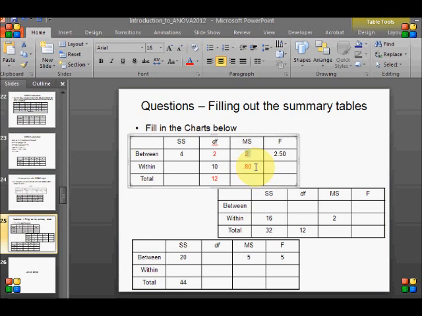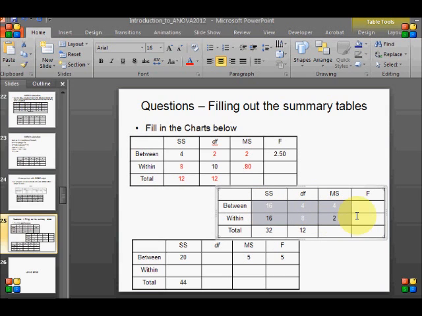Now once I have this, I know that this times this is going to give me this, just like mean square times degrees of freedom in the between row gives me between sum of squares. Mean square within times degrees of freedom within gives me my sum of squares within, which in this case is 8. I add those up, right? And I get a value of 12. And now I have filled in my table.